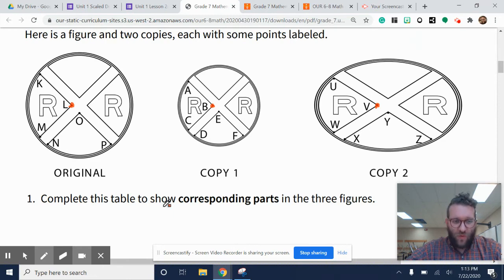Now, we can also look at this further than just points because we're talking about relative parts. So here are relative angles. We can say that all of these angles are the angles that are on the bottom of the X on the railroad sign. They have the same relative location. So NOP, DEF, and XYZ are all corresponding angles to one another.